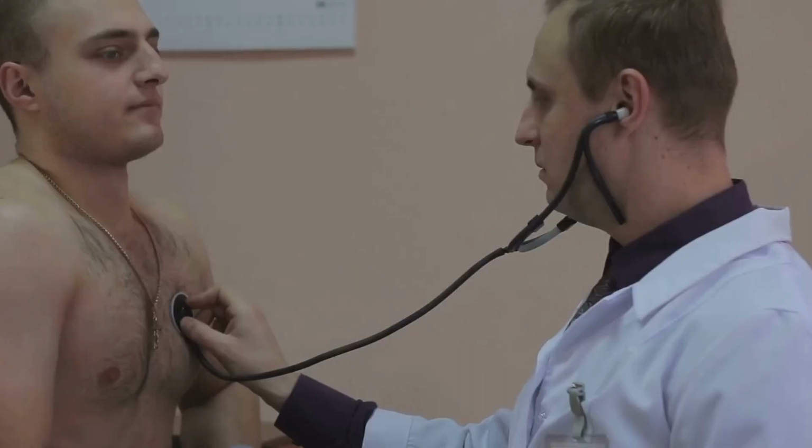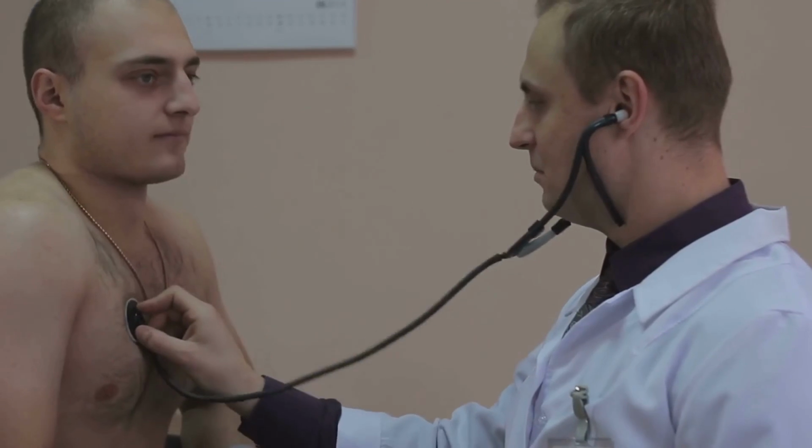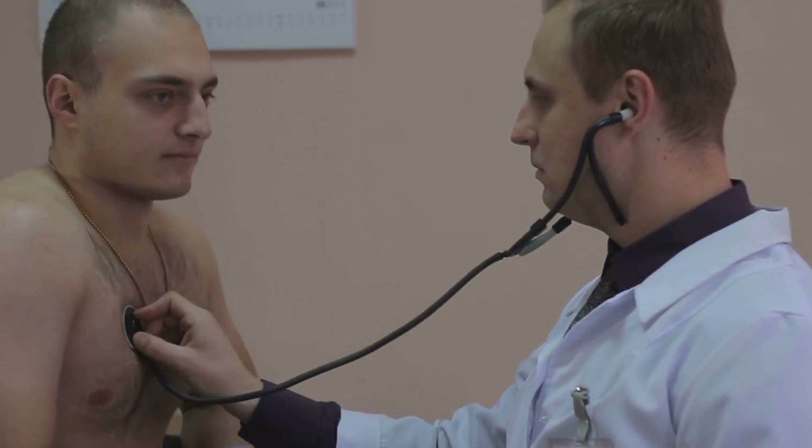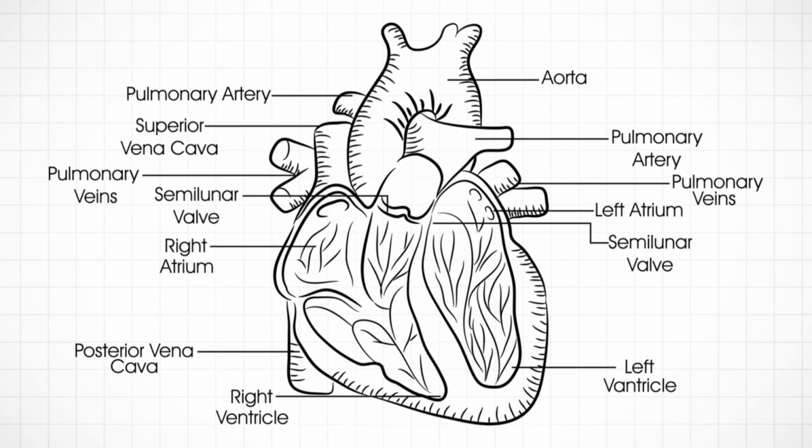Question number 5. The nurse auscultates the patient's heart sounds at the second intercostal space, right sternal border. Which valve is being assessed? Is it A. Aortic valve, B. Pulmonic valve, C. Tricuspid valve, or D. Mitral valve?